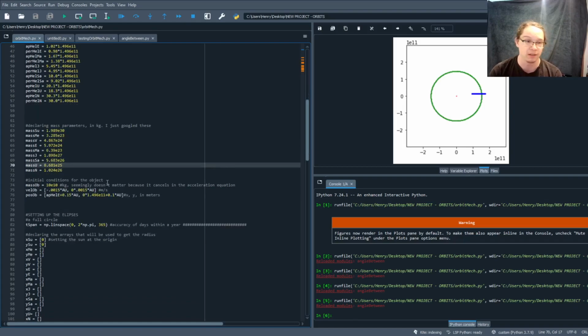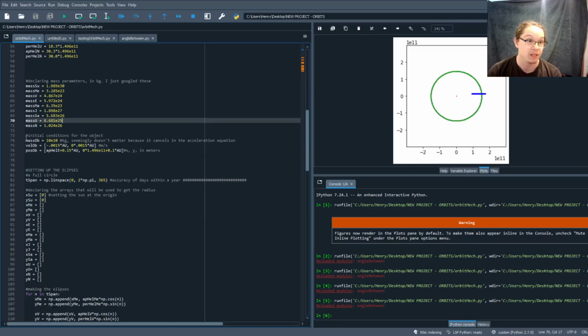The Earth and the sun, because it would fly close to the Earth, so it would have the strongest pull there, and the sun is huge, so it has the strongest pull there. These were just initial conditions I set for my object.